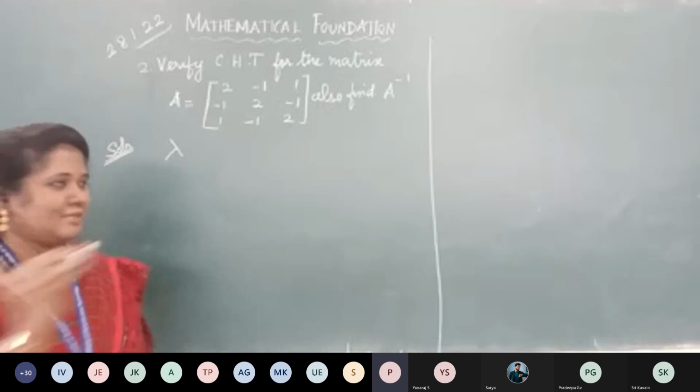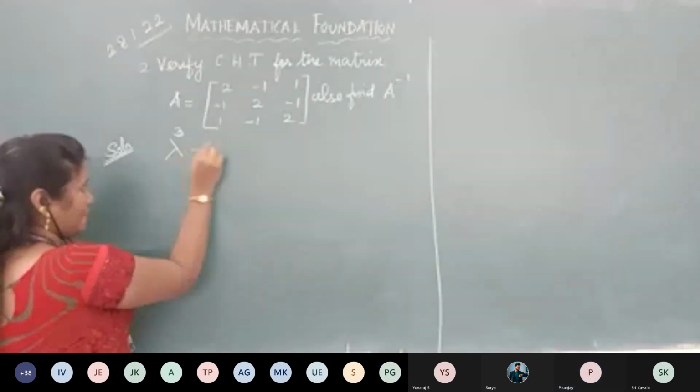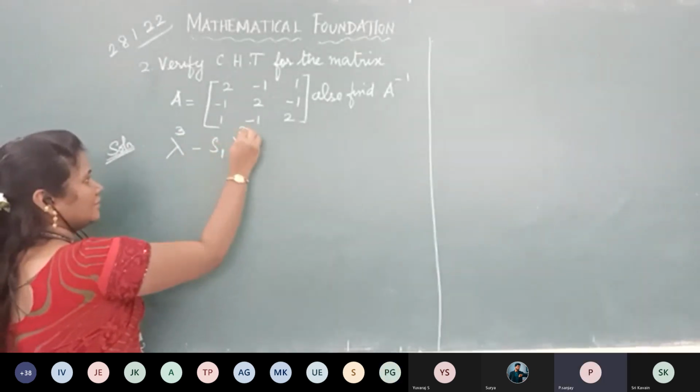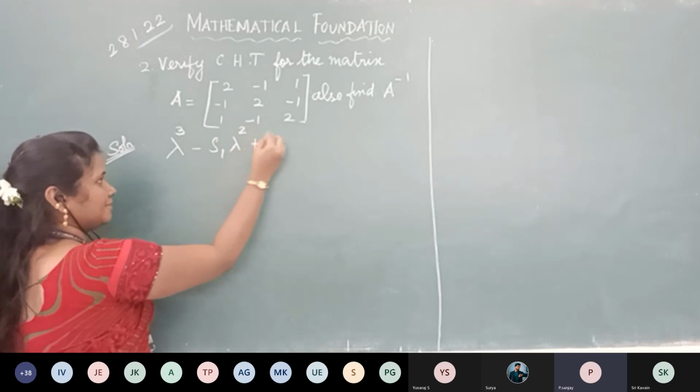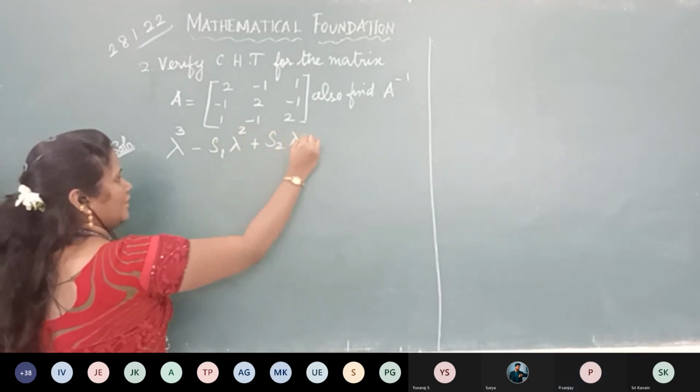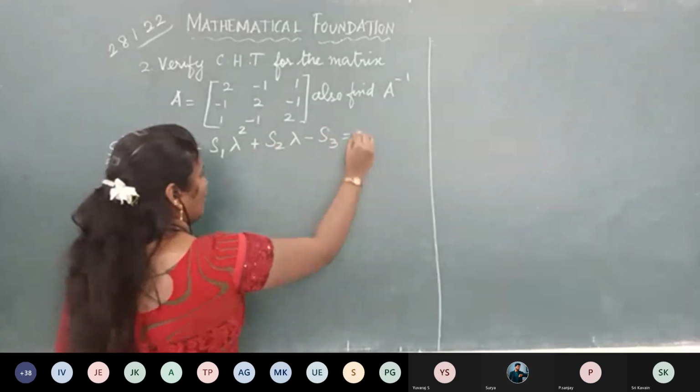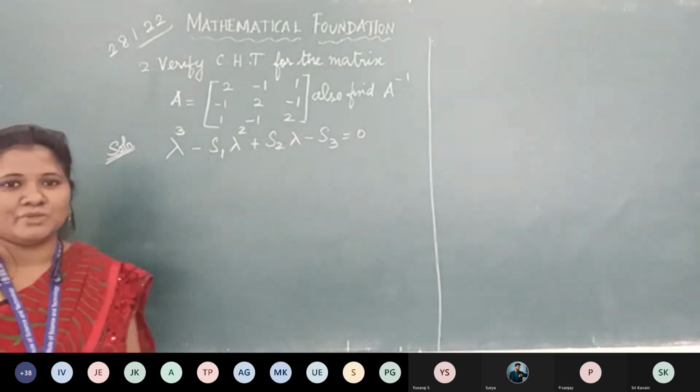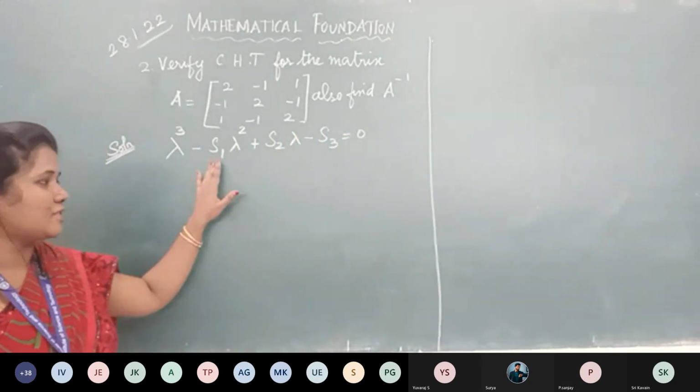The characteristic formula: lambda cube minus S1 lambda square plus S2 lambda minus S3 equals 0. Okay, so this is your formula. Very good. Now find out what is your S1.